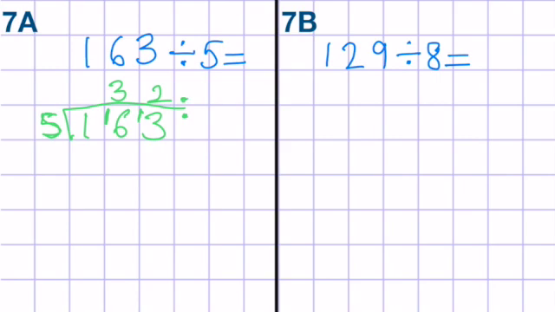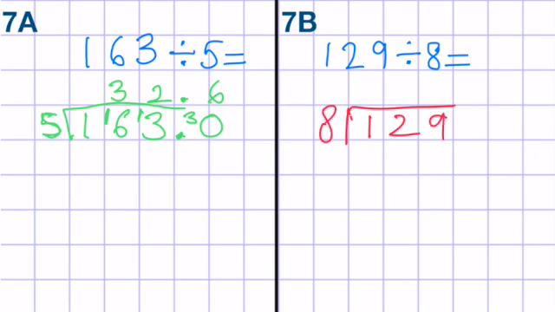So we put a decimal place at the decimal point at the bottom. So that's 3 0 there. And 5 goes into 3, 6 times. So it's 32.6. Over on this side, we've got 129 divided by 8.